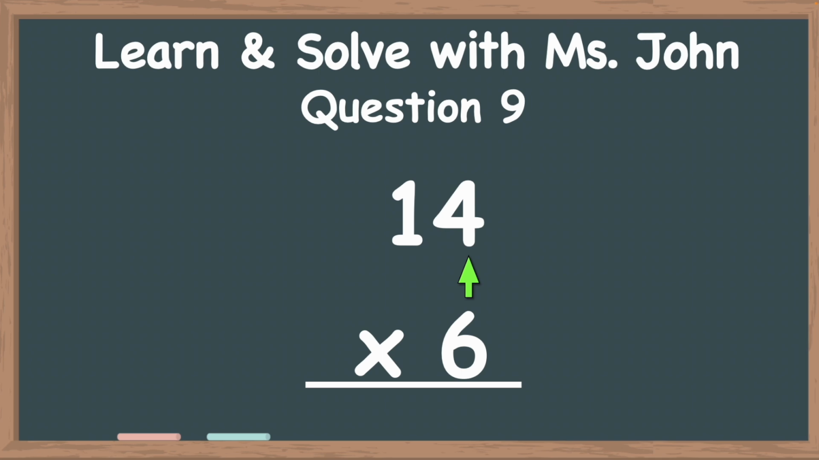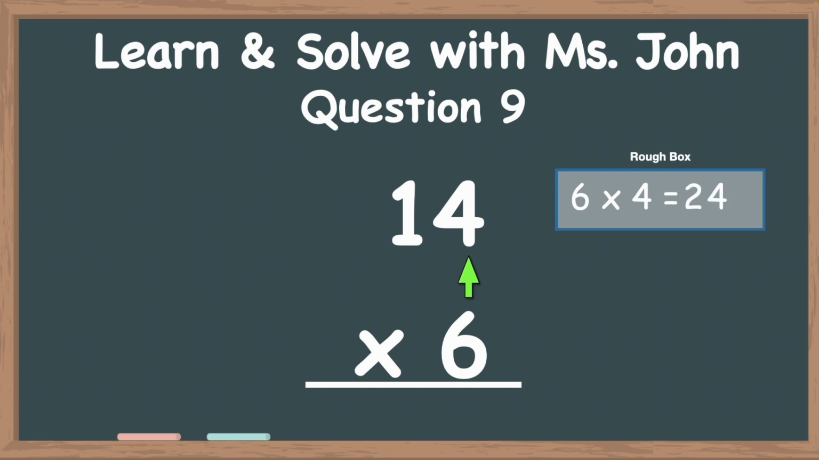So let's multiply 6 times 4. What we're going to do first is draw a rough box. In this rough box, we'll multiply the numbers in the far right column, also known as the ones column. So let's write 6 times 4, which equals 24. We'll now need to write the 4 in the ones column of the answer section and carry the 2 over to the far left column, also known as the tens column.